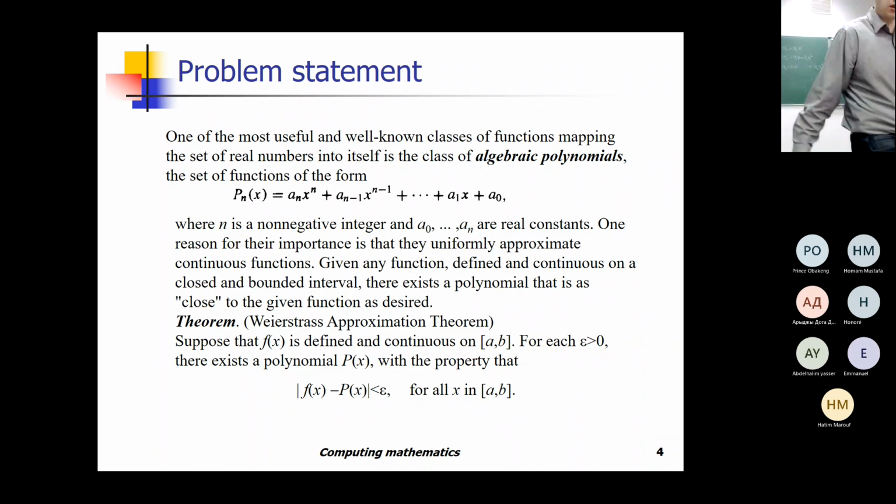And this statement is written here in the form of so-called Weierstrass approximation theorem. Suppose that f of x is defined and continuous on the interval [a, b]. Then, for each epsilon greater than 0, there exists a polynomial p of x with the property that |f(x) minus p(x)| is smaller than epsilon for all x between a and b.